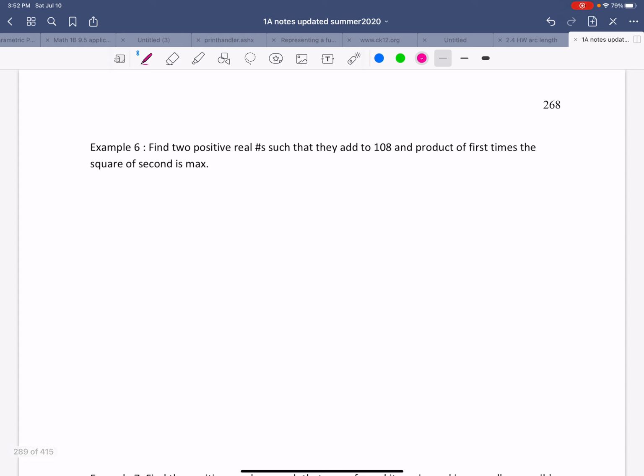Find two positive real numbers such that they add up to 108 and the product of the first times the square of the second is max. Okay. So we want to find the two positive real numbers. I'm just going to call them x and y. Those are my two numbers, x and y. They add to 108. So x plus y is equal to 108.